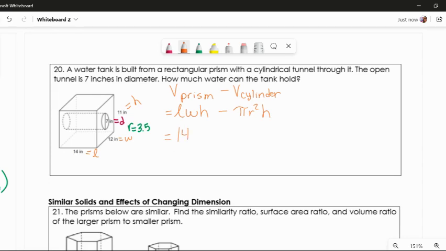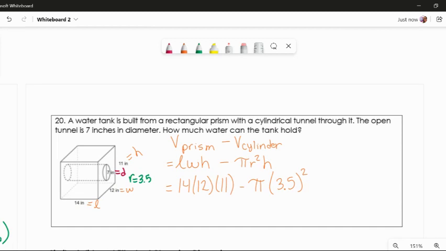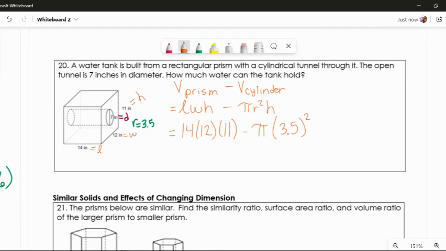Length is 14 times the width is 12 times the height is 11, minus pi, my radius we said was 3.5 squared, times our height. Now let's talk about this height. We know the height of the prism. The height of the prism is 11, but I should clarify, that's the height of the prism. Are we working on the prism right now? No, we're working on the cylinder.